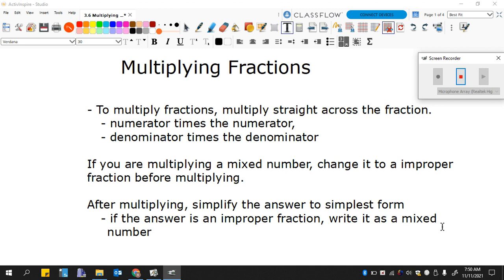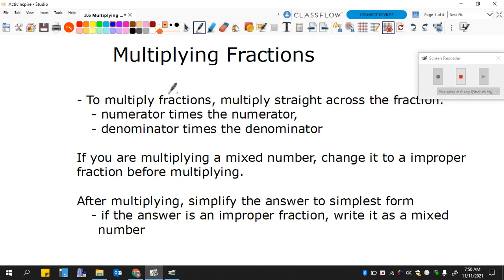That means you're going to take the numerator times the numerator. Remember, the numerator is the top number. So we multiply the two top numbers across, and we multiply the denominator times the denominator, the two bottom numbers, straight across. If you're multiplying a mixed number, make sure you change it to an improper fraction before you multiply, and then multiply the same way. After you multiply, make sure you write your answer in simplest form.